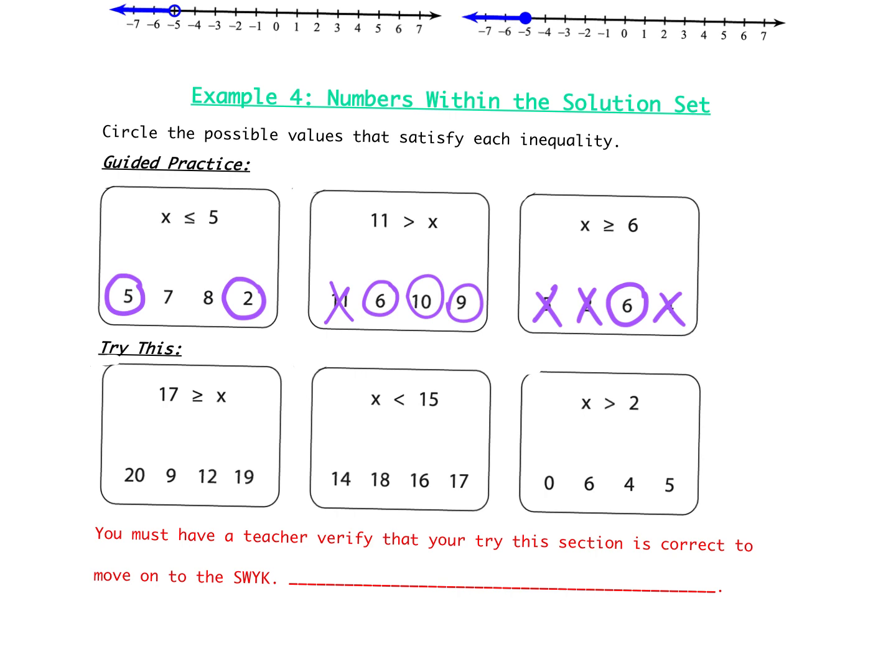And that's all you're doing is checking to see which numbers work and which ones do not. Try this on your own and go ahead and get that signed.